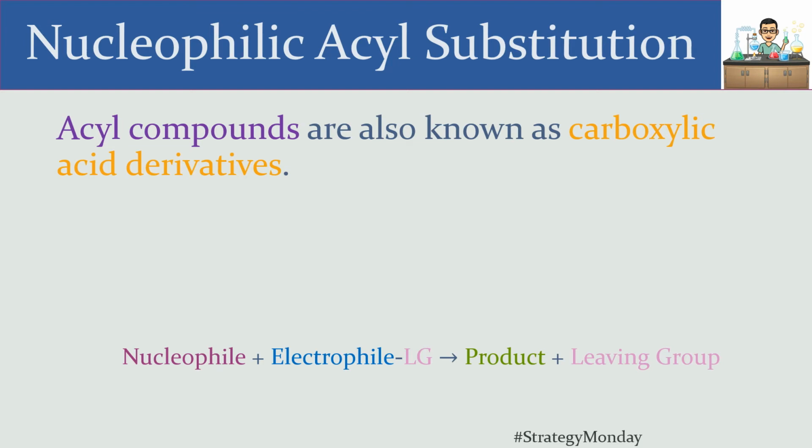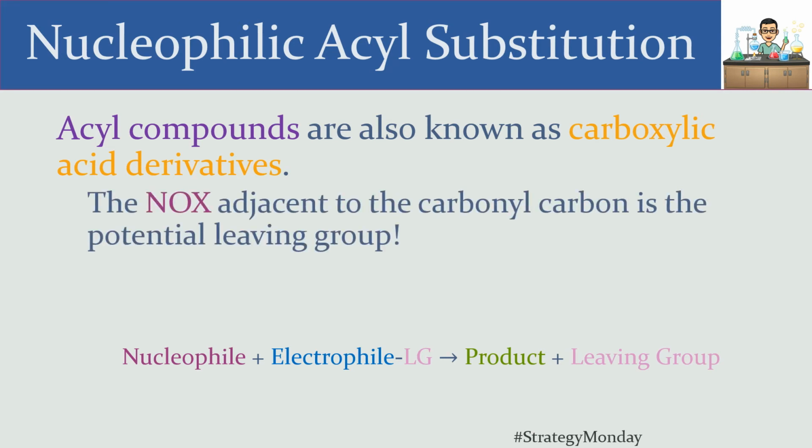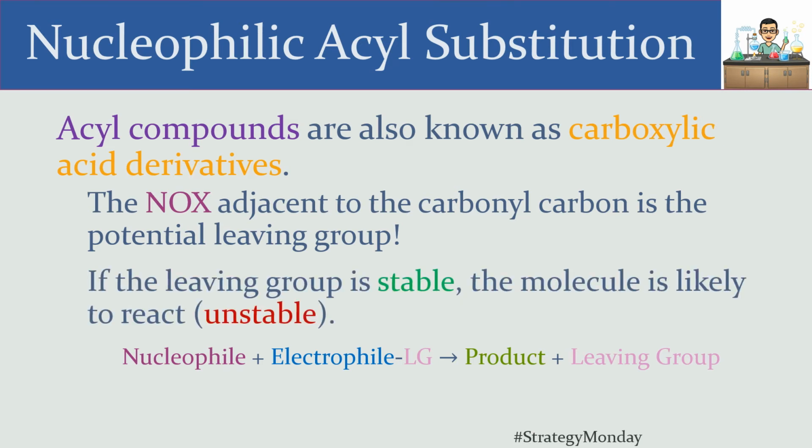You may see carboxylic acid derivatives. The reason these are called carboxylic acid derivatives is that we can derive them, or make them, from carboxylic acids. What I wrote down here is the original generic reaction we had going on. The NOx adjacent to the carbonyl carbon, as we saw, is that potential leaving group. If that leaving group can be stable on its own, the molecule is very likely to react. So if I can form a stable product here, that makes the reaction more likely to occur.